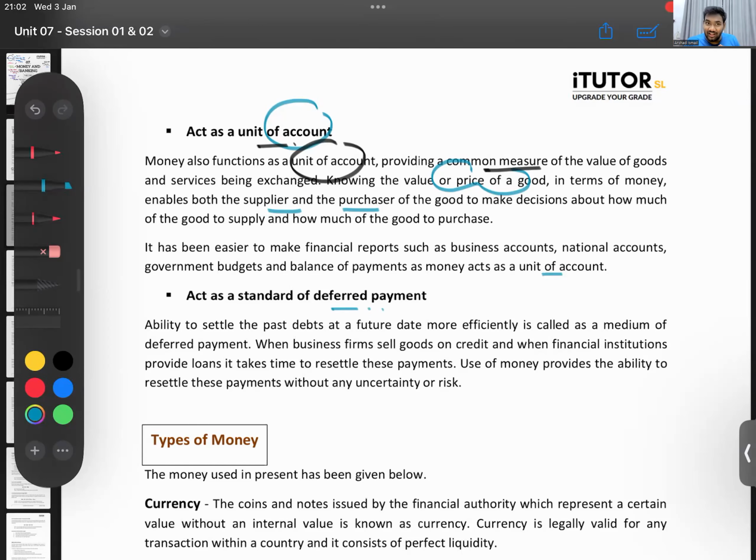Even now, some of you, for this class, have not paid, but you are still coming. You will say, sir, I will pay the class fees next week. Perfectly fine. You're coming to the class, but you're paying the fees the next week. So, the ability to settle past debts at a future date. You can borrow, you can lend, you can buy on credit. Because of the fact that there is money. So that is acting as a standard of deferred payment. What does the word deferred mean? Deferred means delayed. You're deferring your payment. You're delaying your payment. So because of money, you're able to do that.